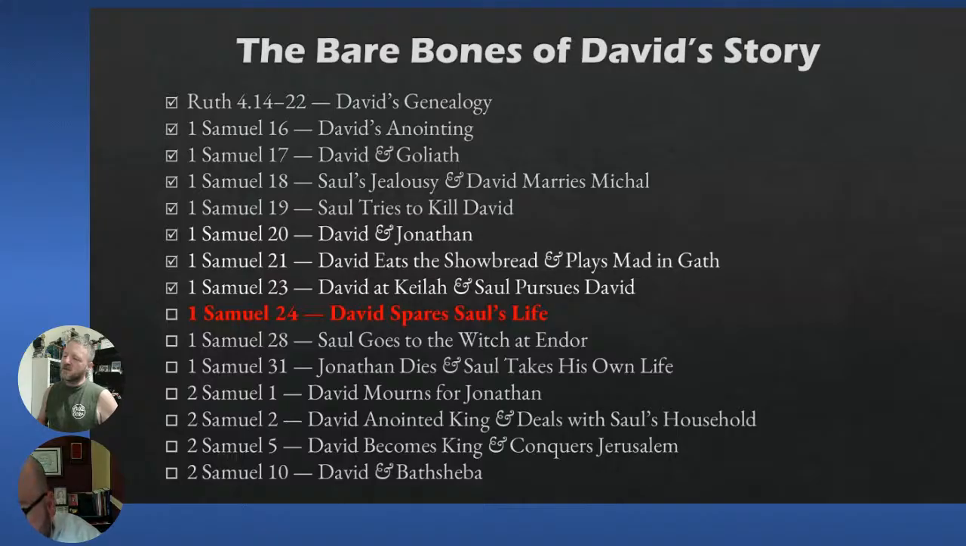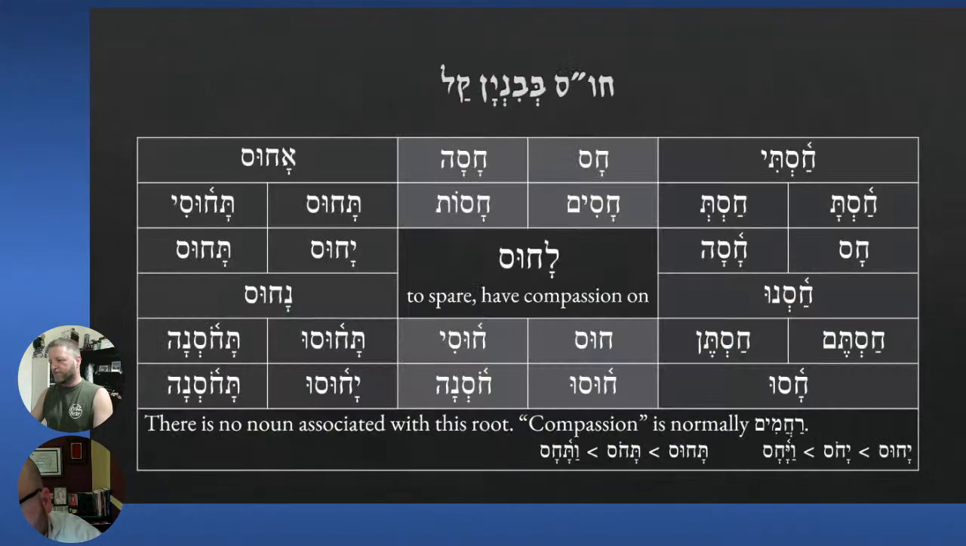So we are currently in 1 Samuel chapter 24, having gone through Ruth for the genealogy. 1 Samuel 16, 17, 18, 19, 20, 21, 23, skipping 22, of course. And we got a little ways to go before we're done with the David story in Samuel, the Samuel record.